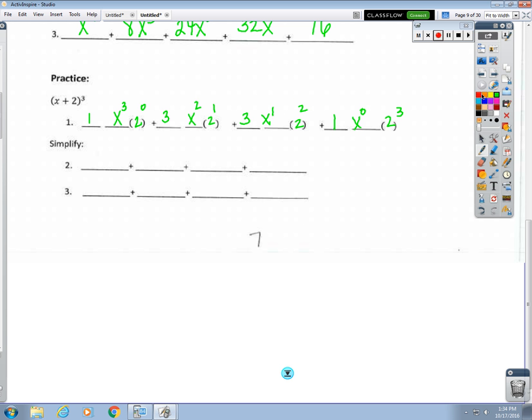Now you just start simplifying. 1 times x cubed times 2 to the 0 is 1, will make x cubed. 3 times x squared times 2 is 6x squared. 3 times x times 4 is 12x. And then 1 times 1 times 8 is 8. And that's the final answer for that one.